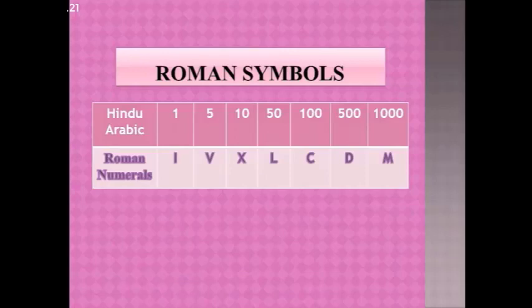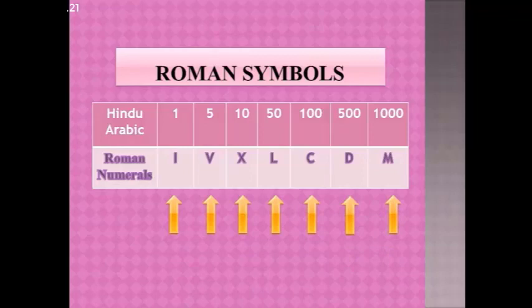So, the symbol I is equal to 1, V is equal to 5, X is equal to 10, L is equal to 50, C is equal to 100, D is equal to 500, and M is equal to 1000.